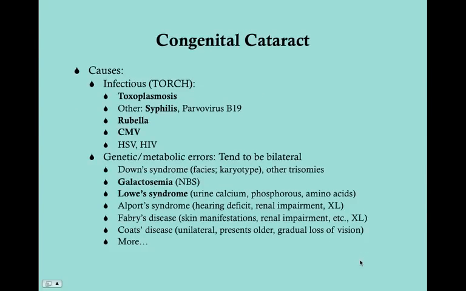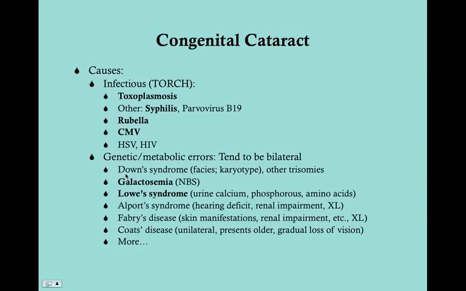So this is kind of your differential for congenital cataract. If it's infectious, we're really thinking toxoplasmosis, syphilis, rubella, or CMV. I put some other things on here that can be causes, but these ones in boldface here are the ones we're mainly thinking about. Then these genetic and metabolic errors tend to be bilateral cataract, but certainly an infectious cataract can be bilateral as well.